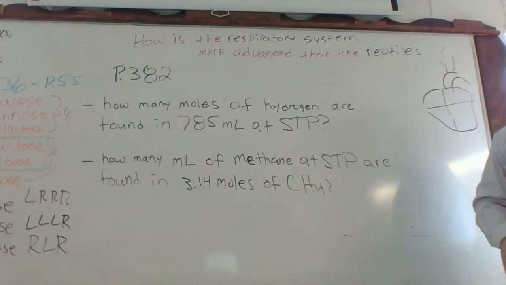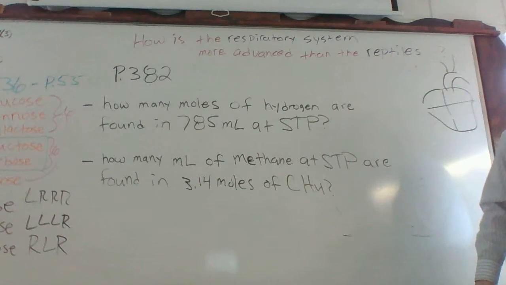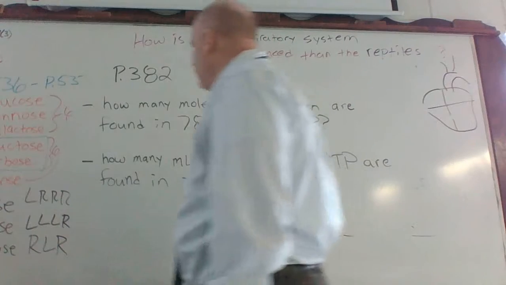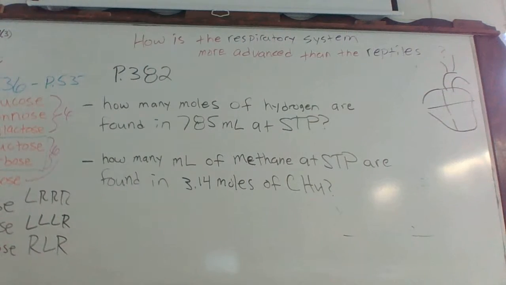Okay, so before we get to the book examples on page 382, we're looking at, for instance, how many moles of hydrogen are found in 785 milliliters at STP. Now, one of the things we talked about in yesterday's presentation is when we look at this volume, what do you suppose you have to have that in? Has to be in liters. You can show that mathematically, or you can just make that conversion in your head.